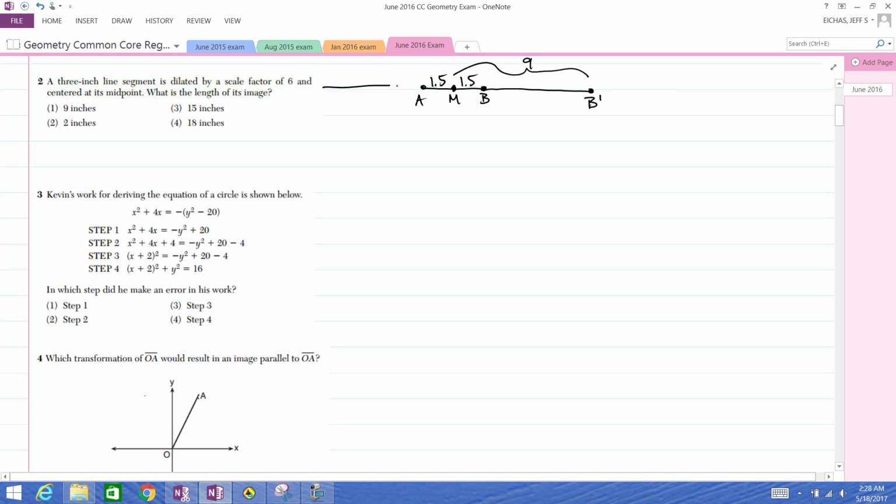And A is going to go the same amount over this way. So that's going to be all the way back to 9. Now, it doesn't just pick up here and go 9. It goes back to the center and goes 9. So 9 plus 9 is 18. We could have just done 6 times 3 is 18. That would have worked as well. All right, number 3.